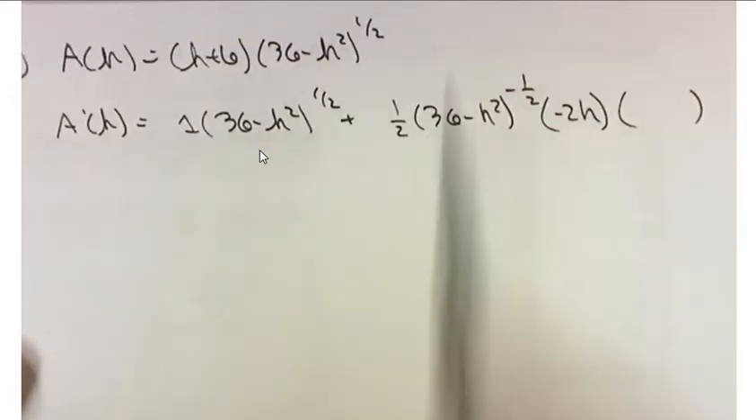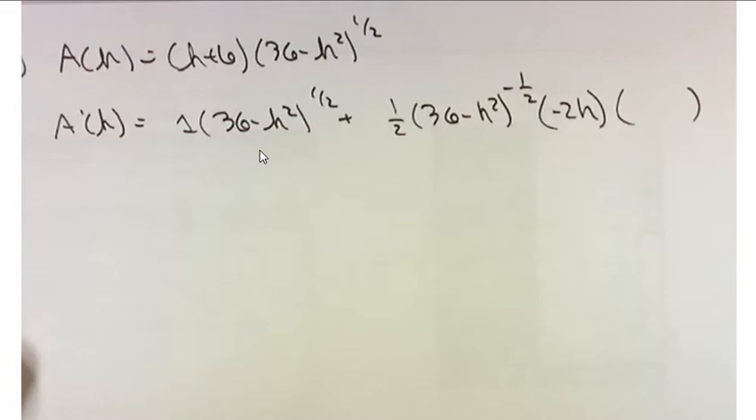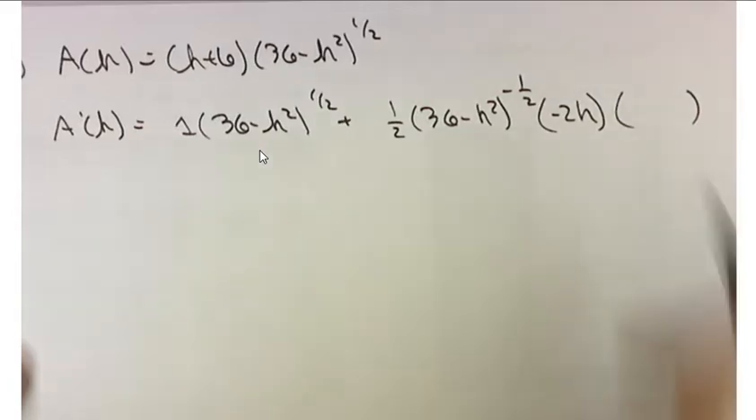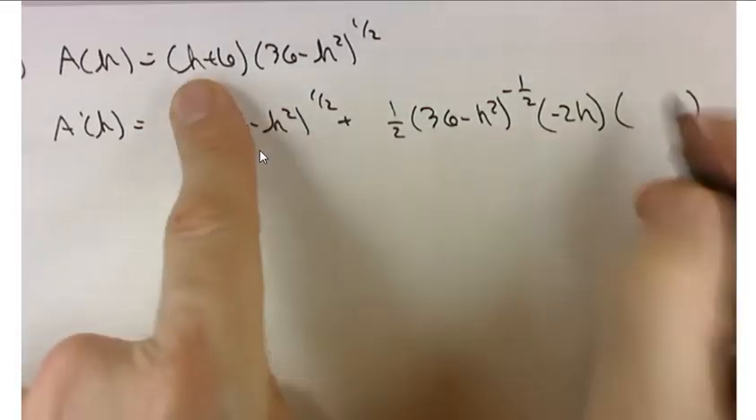1/2 minus 1. You're subtracting 1 from the exponent. Okay? But I appreciate the question. Lastly, times h plus 6.